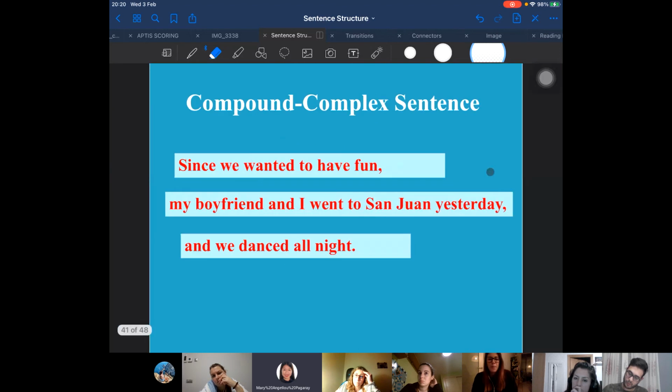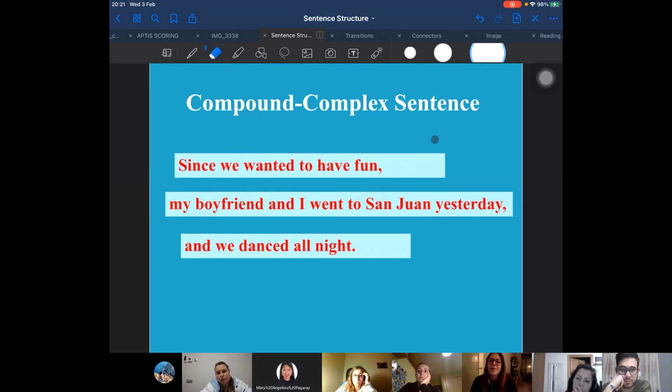Okay, for example: since we wanted to have fun, my boyfriend and I went to San Juan yesterday and we danced all night. Okay, Natalia, can you please tell me, is this one clause, two clauses, or three clauses? And can you tell me what kind of sentence each clause is?